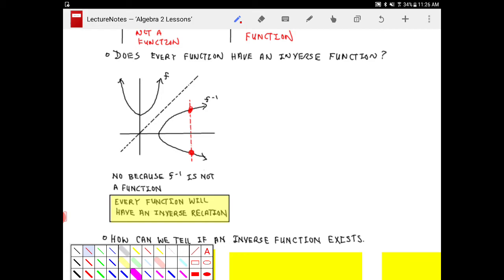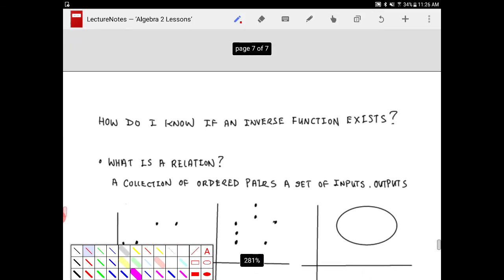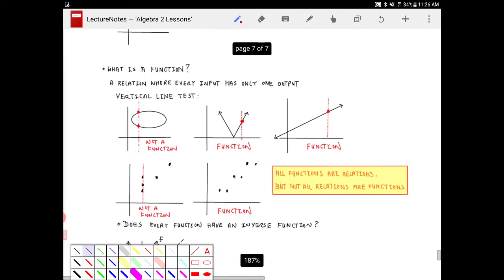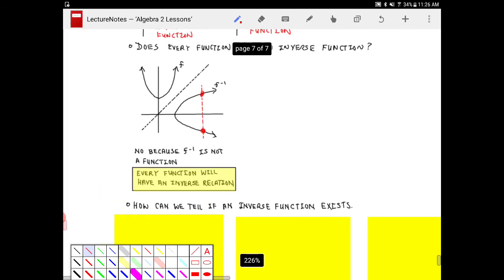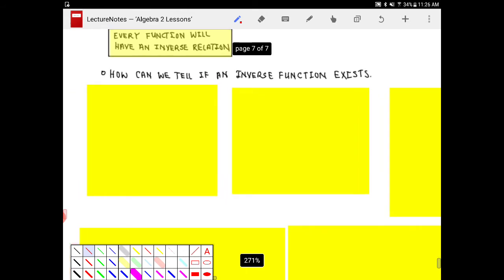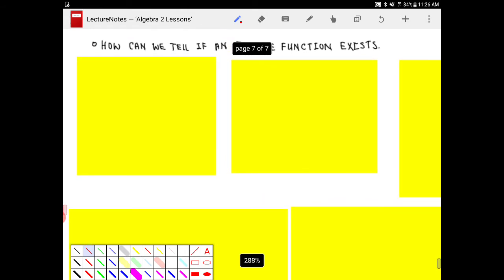We still haven't answered the original question. How do we know if an inverse function exists then? Because that was our original question, right? One more time, getting back to the original question here: how do I know if an inverse function exists? Well, we now are getting closer, right? We now figured out that every function will have an inverse relation. Well, how can we tell if an inverse function actually exists then?